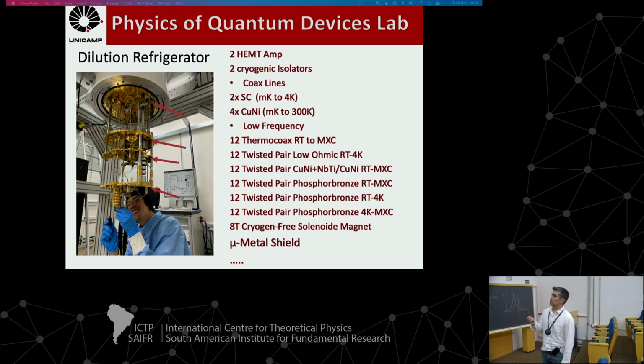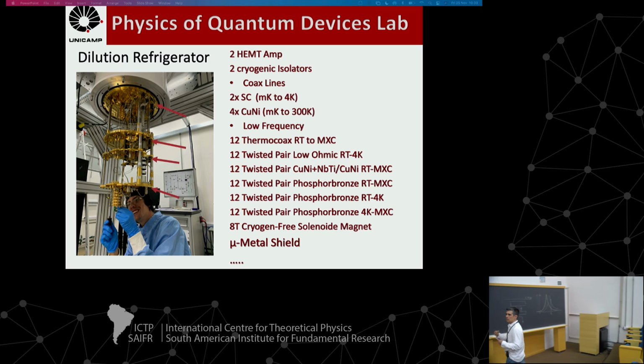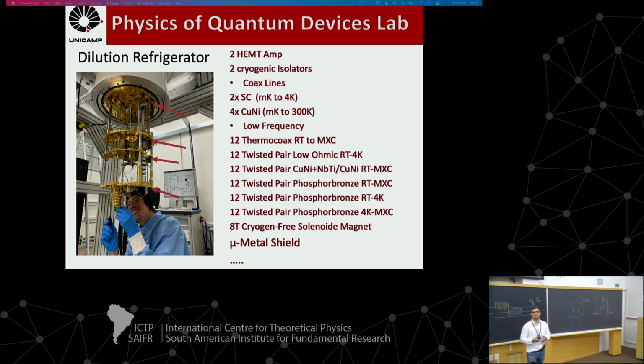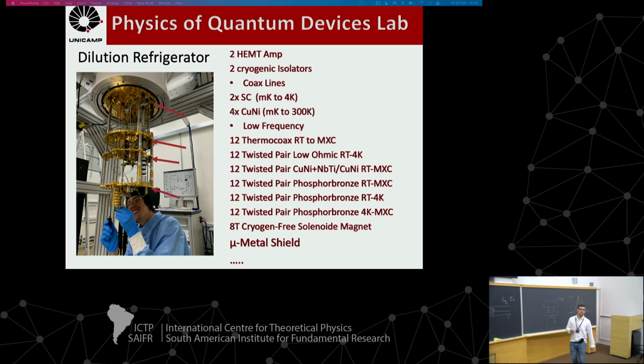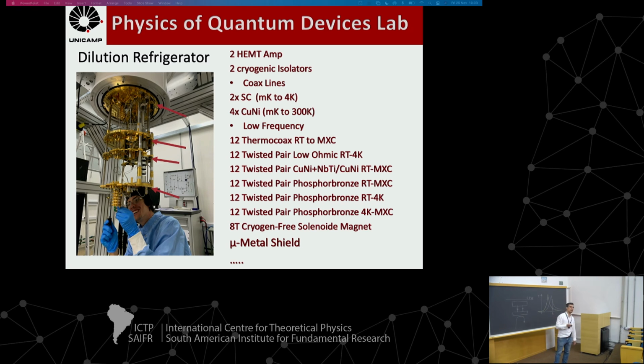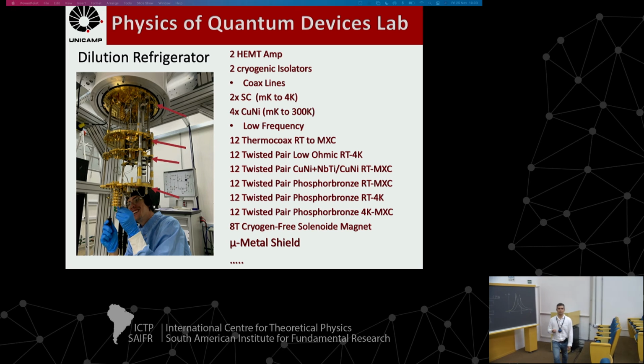You need the cryogenic isolators. Basically, this device allows you to send the signal in one direction, and when you send the signal in the other direction, it sends the signal to some bath where the signal is dissipated. So this is like a diode for this kind of device. The problem is that these cryogenic isolators need a magnetic field, and magnetic fields can modify the energies of your qubits.